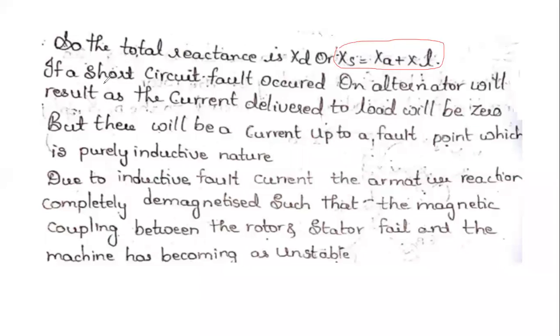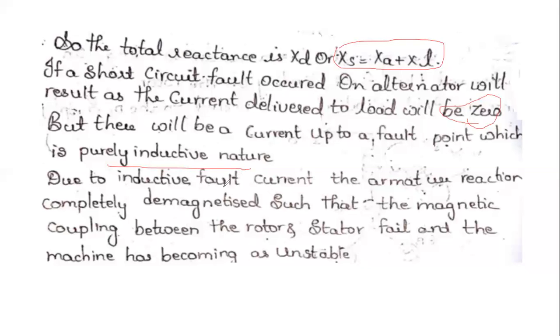Suppose a short circuit occurs on the synchronous generator or the alternator. The resultant current delivered to the load will be zero. But there will be a current up to the fault point, which is purely inductive in nature.